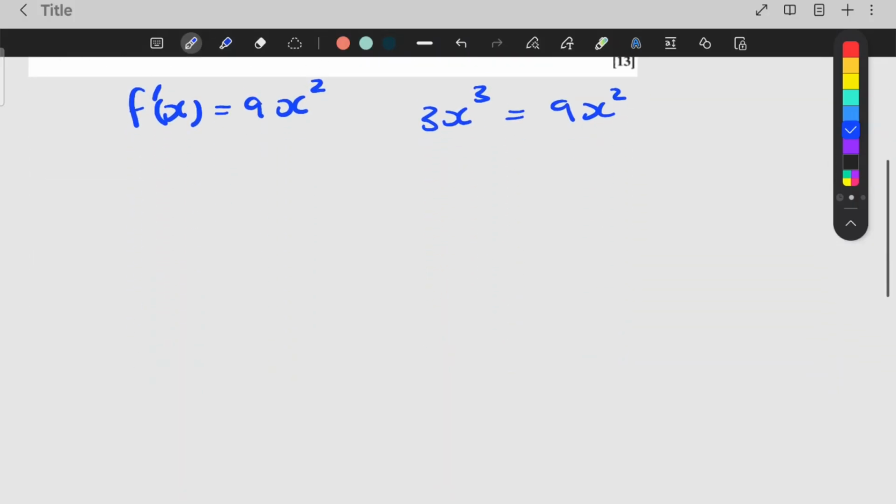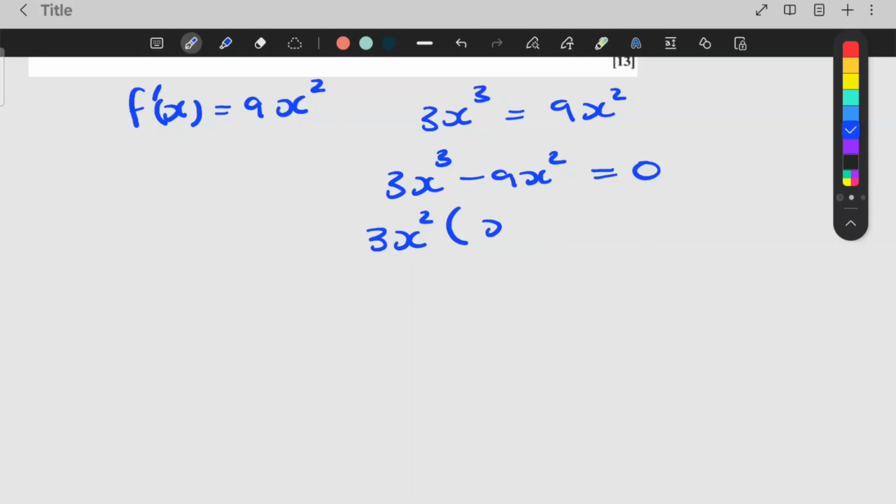Many ways to do it. I'm going to bring everything to the left-hand side and make it equal to 0. And then I'm taking out a common factor, which is 3x squared. Inside the bracket, I have x minus 3. And either x is 0 or x is equal to a positive 3.